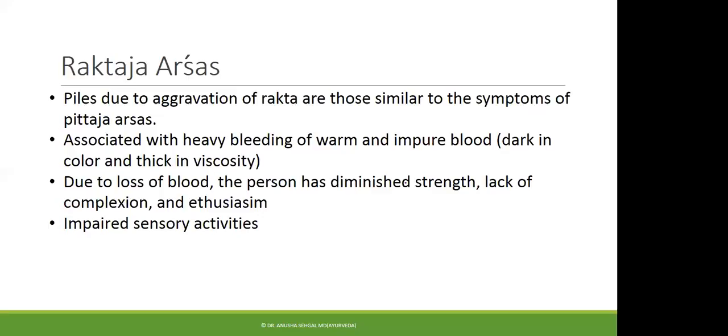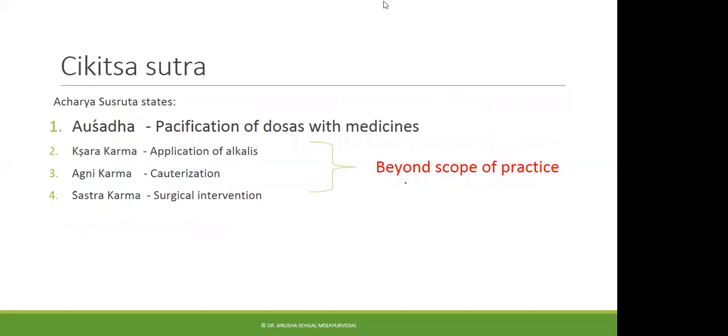So you get that normal color of blood in the stools, as opposed to this type of Arśas, where you end up getting the darker or thicker sort of blood, maybe even associated with clots. The viscosity itself of the blood will be different. It won't be as watery. It tends to be a little bit thicker in this type of Arśas.